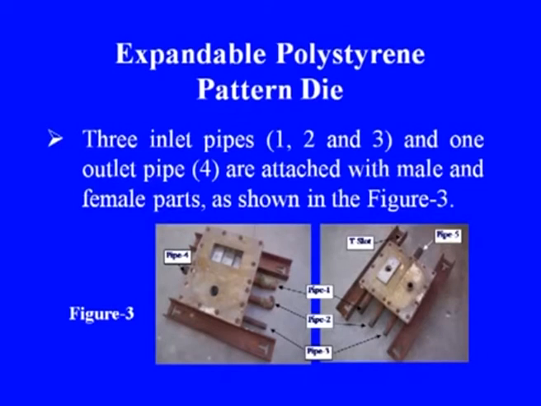Polystyrene beads were fed into the die cavity through a pipe which is connected at the top of the male part. At the four corners of the die, T slots are fabricated to hold both male and female parts of the die in the brace.